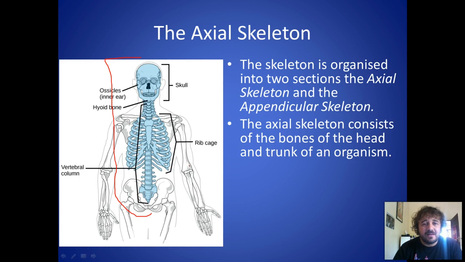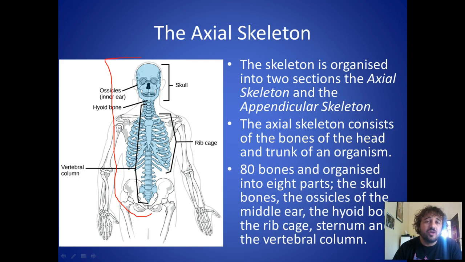Basically, the axial is the centre column of the body, so the head and the trunk of an organism, and it's not just humans, it's all mammals or even vertebrates. In humans there are 80 bones out of the total 206, and these are broken up into 8 different sections. You've got the skull, the ossicles, which are the inner ear, the hyoid bone, the rib cage and the sternum, and the vertebral column, what you've thought of as your backbone.